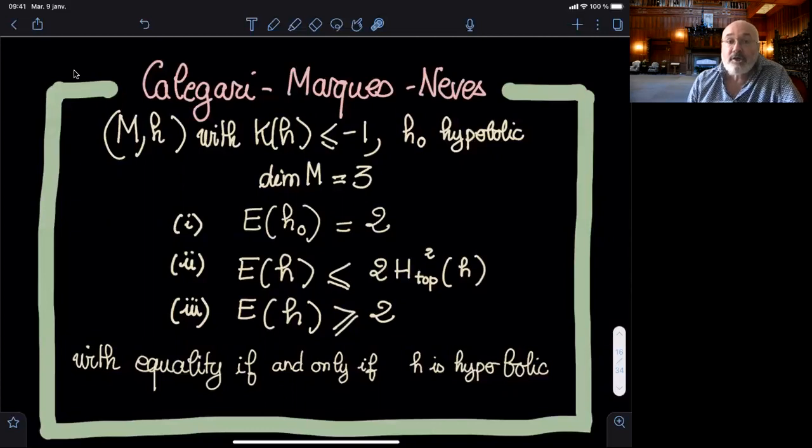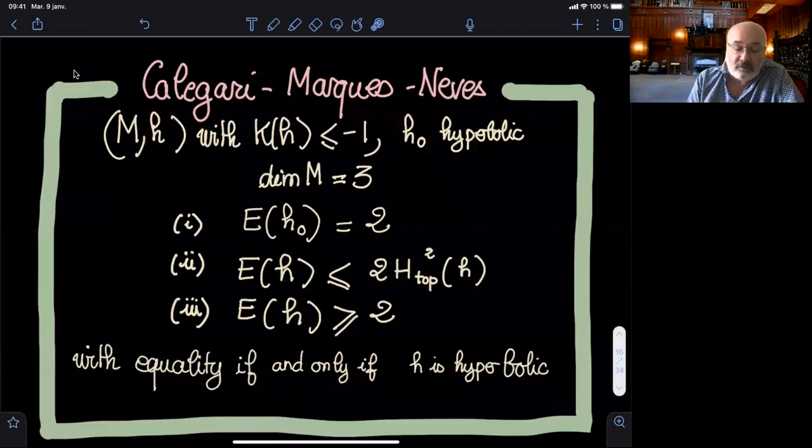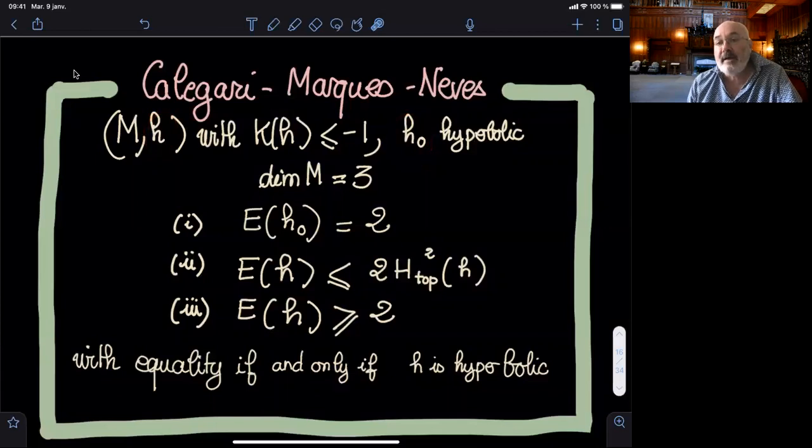Okay, so I should have said from the very beginning, so I'm going to say it. I'm going to give you a hint of the proof. And I'm going to explain to you what happens when the metric H is close to being hyperbolic. So this is going to be a somewhat complete proof when H is close to hyperbolic, but it doesn't work when we go far from hyperbolic. So they have to use some extra argument.